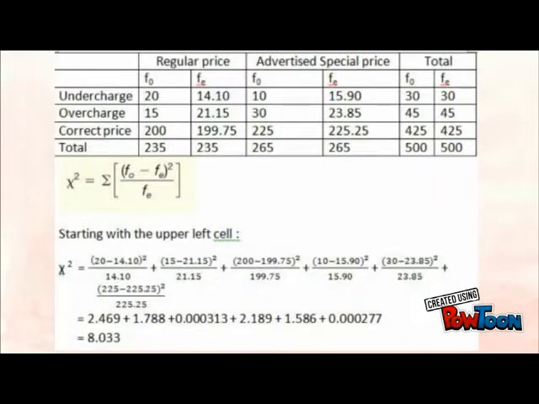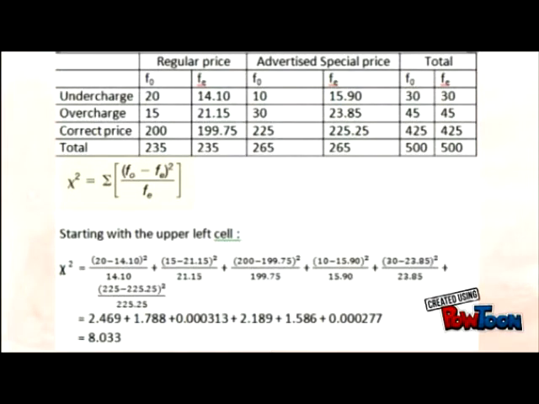Step 5. Compute the value of the chi-square statistic and make a decision. First of all, we need to find the expected frequency. The expected frequency is calculated using the formula row total times column total divided by grand total. After we get all the expected frequencies, we start to compute the chi-square statistic. To compute it, we use the formula sum of (FO minus FE) squared divided by FE. In this case, the chi-square value we get is 8.033.